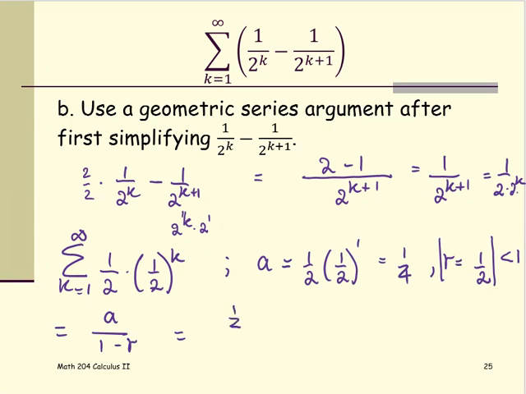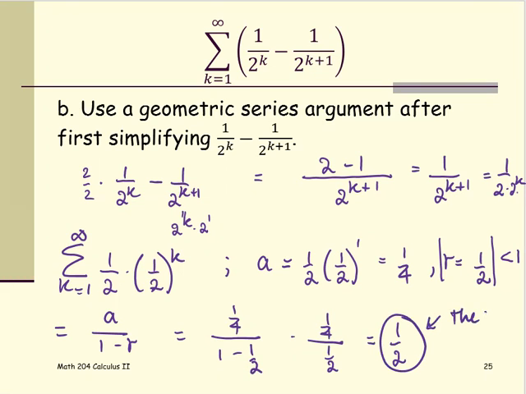A is 1 over 4, divided by 1 minus 1/2. Then we get 1 over 4 divided by 1 over 2, and we write it as 2 over 4, or 1/2. We reach the same conclusion that the series converges to the value 1/2, which is the same result as the way that we used the telescoping series argument.